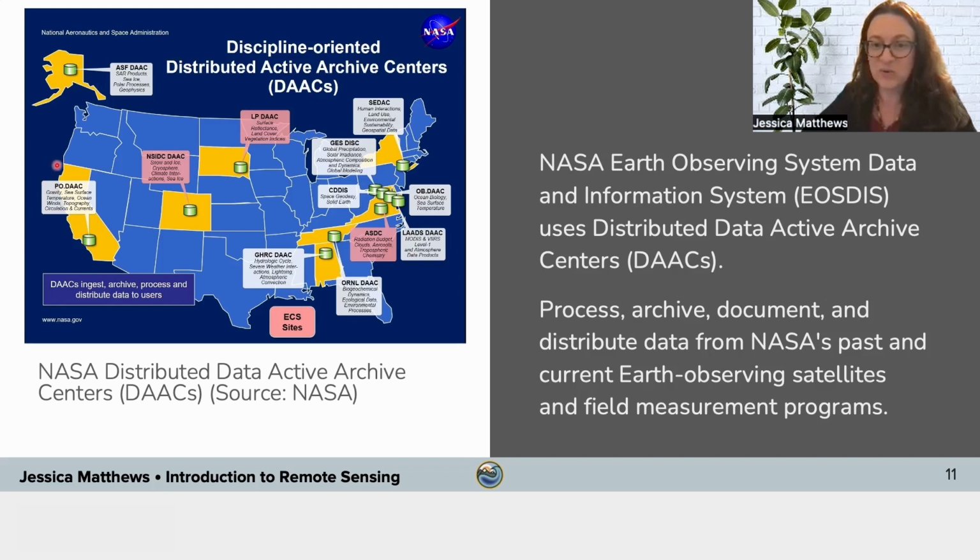For instance, the PO.DAAC, which is located physically out in California, contains data that has to do with things like gravity, sea surface temperature, ocean winds, and topography. Whereas the LP DAAC houses information about surface reflectance, land cover, and vegetation indices. And you can see there's a number of thematically organized DAACs, but all of them process, archive, document, and distribute their data from NASA's past and current Earth observing satellites and field measurement programs. So this is another place that you may access remotely sensed environmental information.